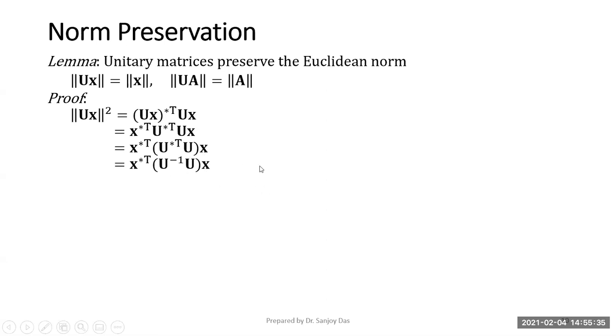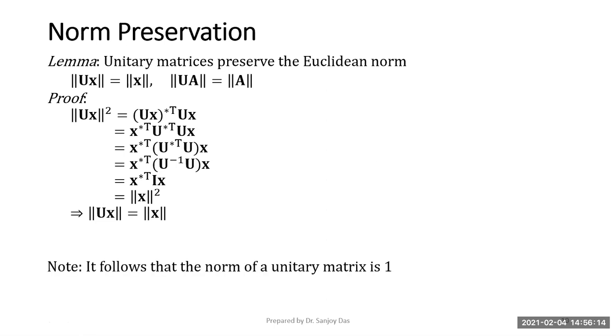What do we have within parentheses? Identity. Yeah. Since U star transpose is the inverse of U, we get the identity matrix. And so we'll end up with X star transpose X, which is the L2 norm of X squared. So the L2 norm of UX squared equals the L2 norm of X squared. Whence the L2 norm of UX equals the L2 norm of X, because the L2 norm cannot be negative. It follows that the norm of a unitary matrix is 1.